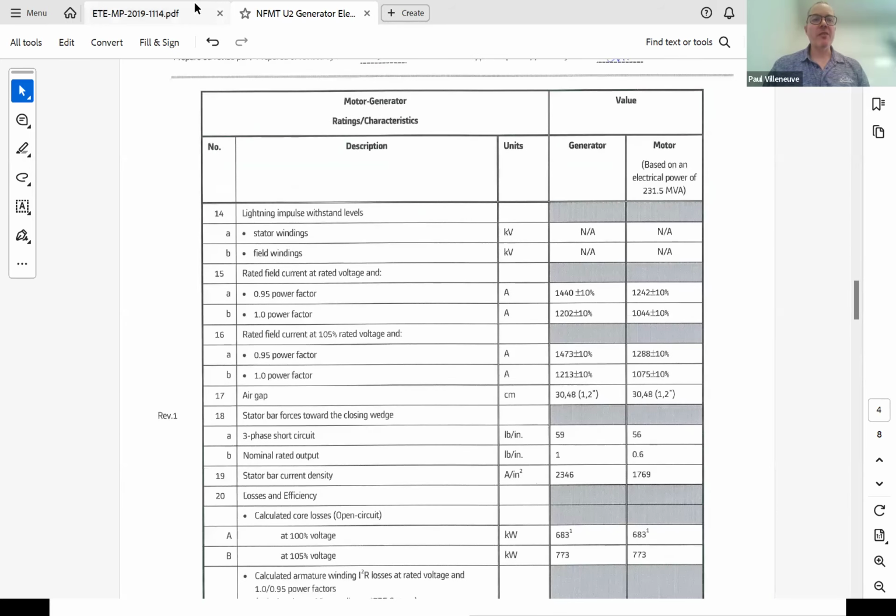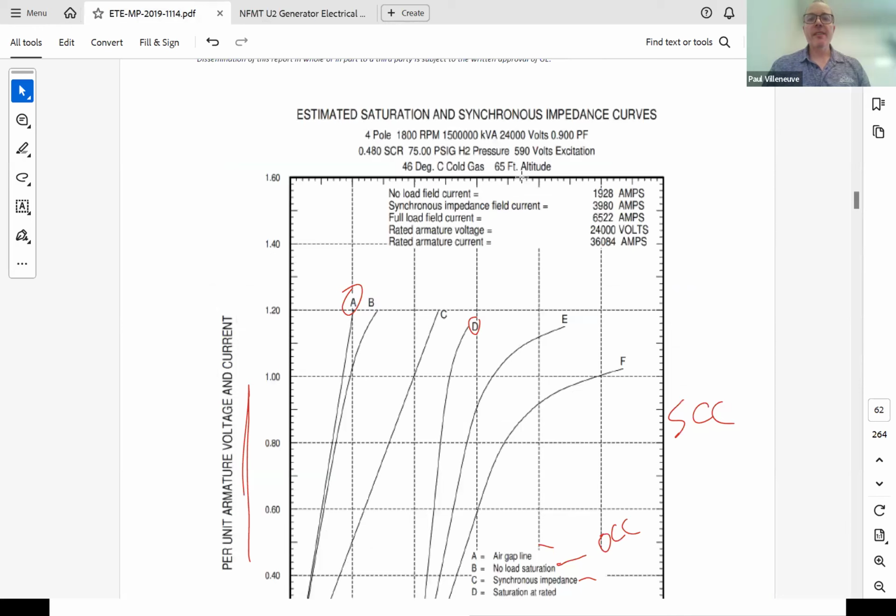Oh, maybe it was on this one. Let me check. Yeah, you see it says 0.9. That means that machine can deliver rated power, whatever the rated power is, 150 MVA, up to a 0.9 power factor, either leading or lagging. Anything beyond that, it might not be able to meet.